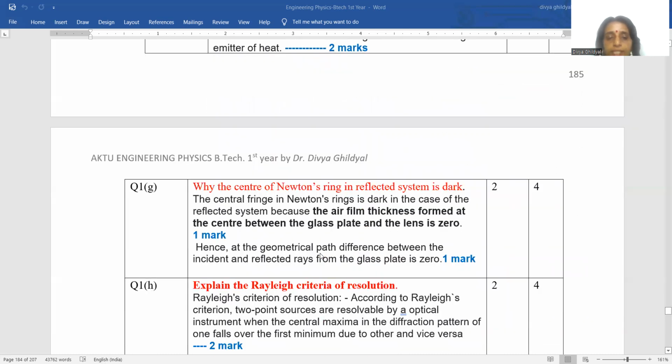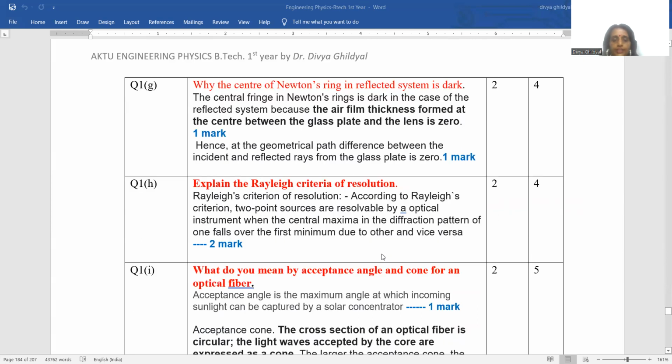Why is the center of Newton's ring in reflected system dark? The central fringe in Newton's ring is dark because the air film thickness formed at the center between the glass plate and the lens is 0. Hence, the geometrical path difference between the incident and reflected rays from the glass plate is 0, giving us the condition of minima, and I will be getting 2 marks for this.